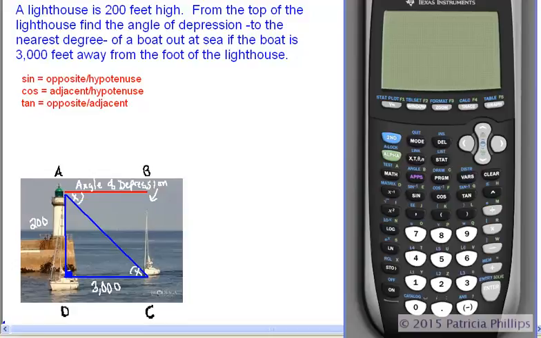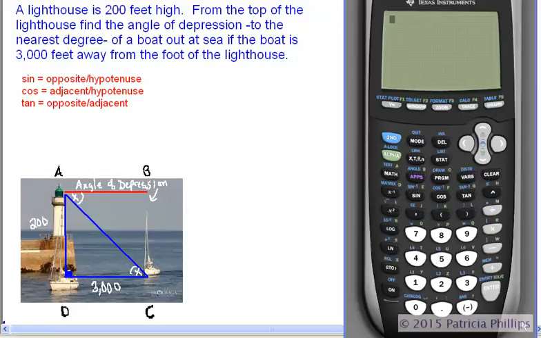So let's get started. Our scenario states that a lighthouse is 200 feet high. From the top of the lighthouse, find the angle of depression to the nearest degree of a boat out at sea if the boat is 3,000 feet away from the foot of the lighthouse. So, let's take a look at our little diagram.